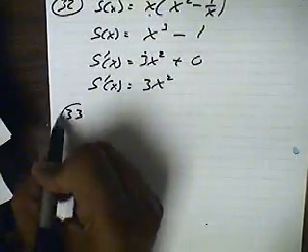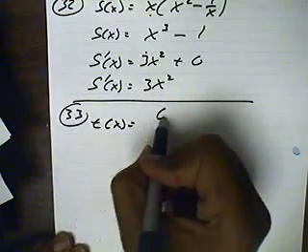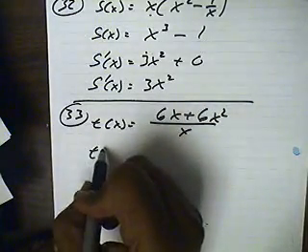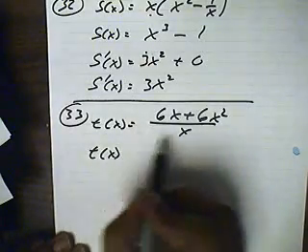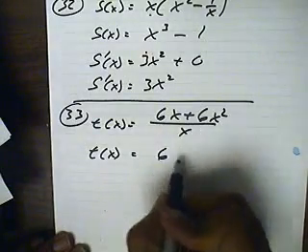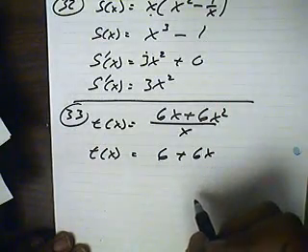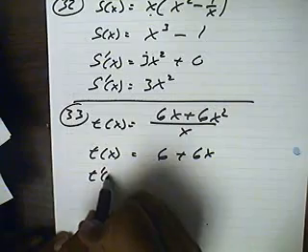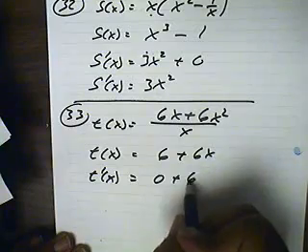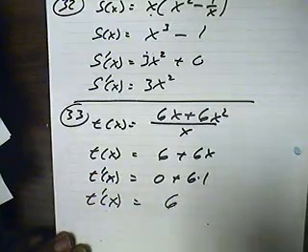Okay, 33. We have t of x equals 6x plus 6x squared, all divided by x. Again, we want to simplify this down to power rules, so we divide each term. 6x divided by x gives us 6, and 6x squared divided by x gives us 6x. Now the derivative of a constant is 0, and the derivative of x is 1, so that's 6 times 1, which ends up being 6.